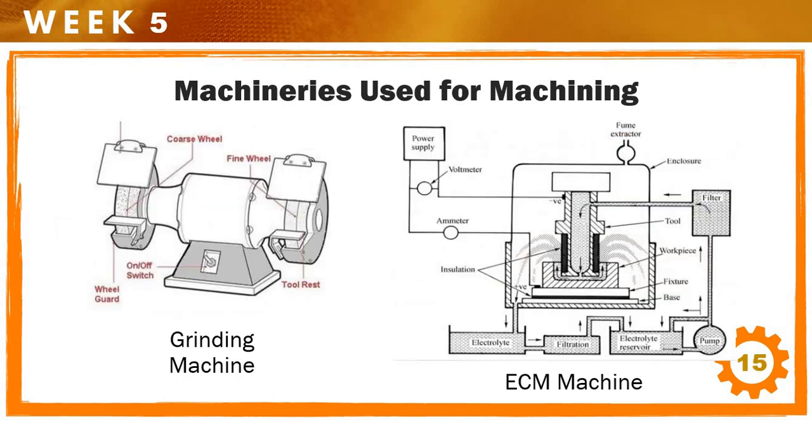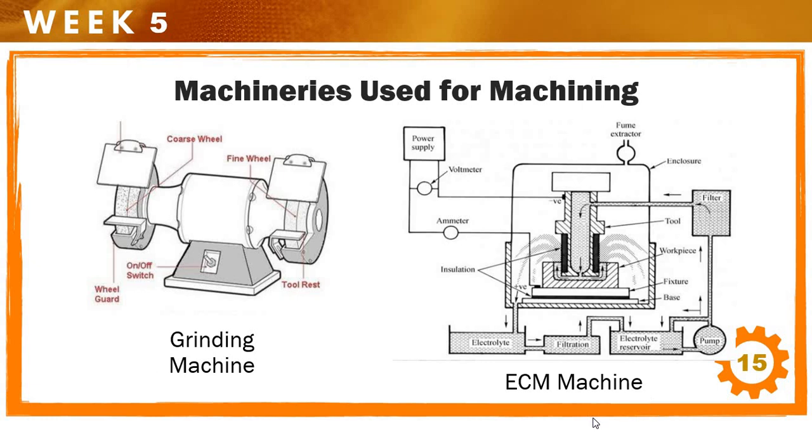The next is we have here the grinding machine. So it is a very simple grinding machine. We have here on each side the two wheels. So we have here the coarse wheel. It is where we can grind workpieces using a coarse texture of the wheel. Then we have a fine wheel. Here we can use it to smoothen the surface of the workpiece.